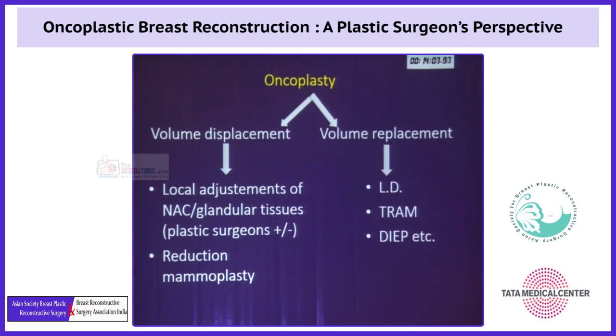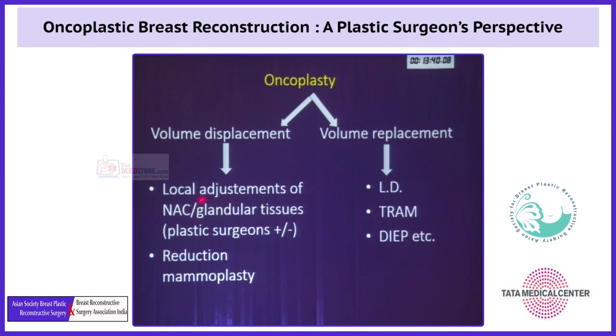Now coming on to oncoplasty in general, there are basically two components of breast oncoplasty as has been described in various papers, one by Krishna Klau. One is volume displacement and the other one is volume replacement. As they are self-explanatory terms, volume displacement would mean the already existing part of the breast is recontoured and readjusted in a manner so that it gives a good shape to the breast.